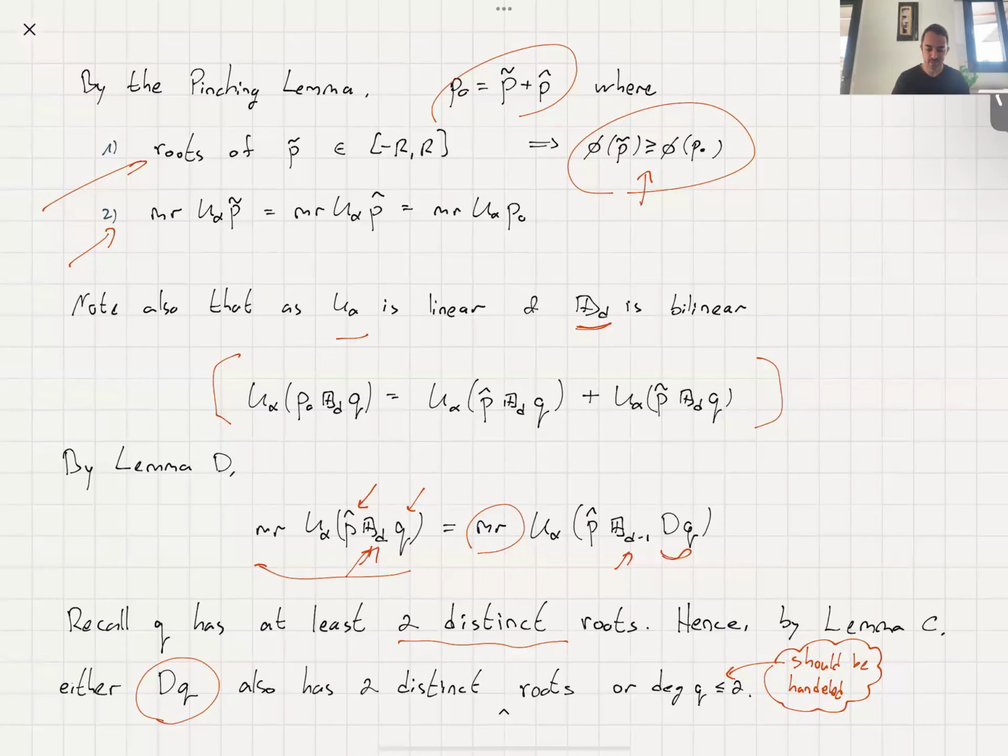So let's assume that we already handled degree D equal 2, like the way we did for lemma A. We proved degree equal 2 separately. So let's assume the degree of Q is at least 3, and therefore we can apply lemma C, and I will leave you to deal with the case that the degree of Q is at most 2. Okay, so we do know now that by lemma C, because the degree is at least 3, that DQ also has two distinct roots.